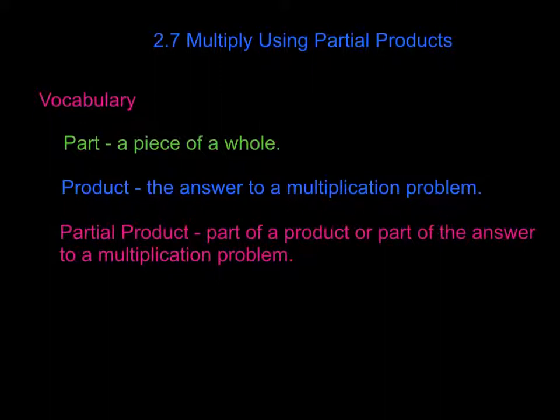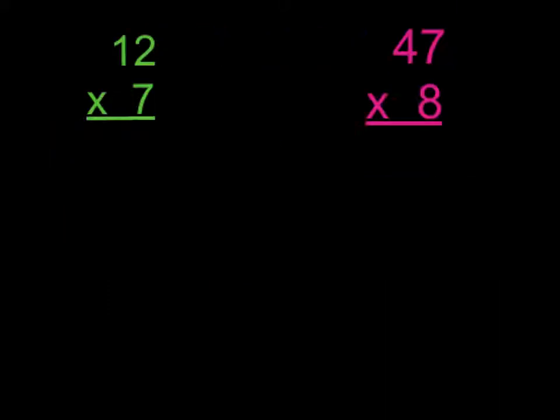So we're going to put those two words together to create a partial product, which is a part of a product, or part of the answer to a multiplication problem. And we're going to use those parts to then create our product. Okay, so our first one here, we have 12 times 7.